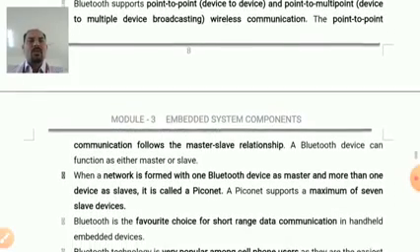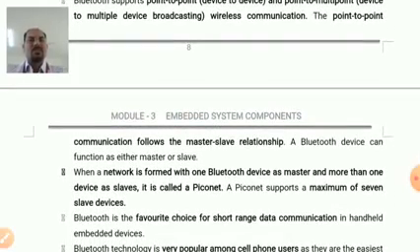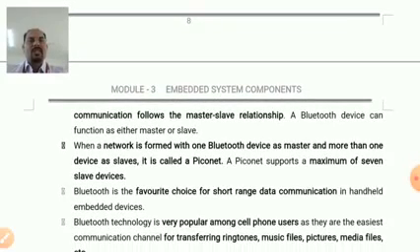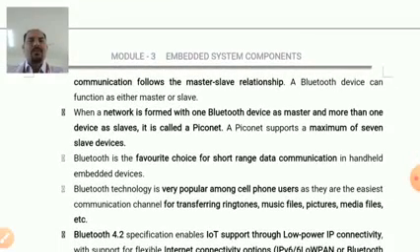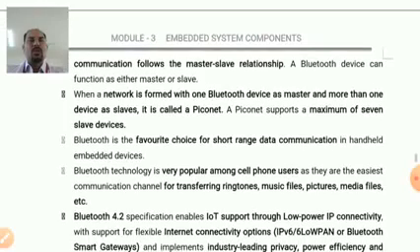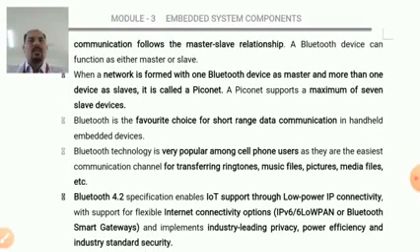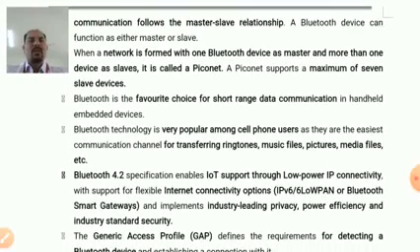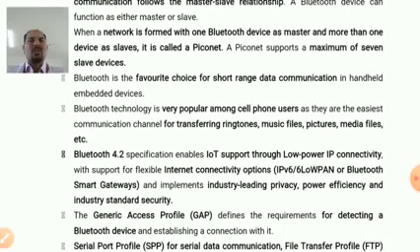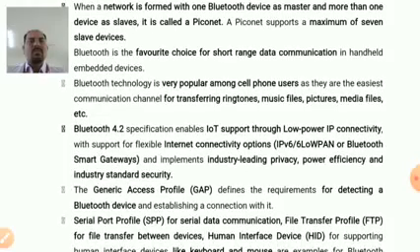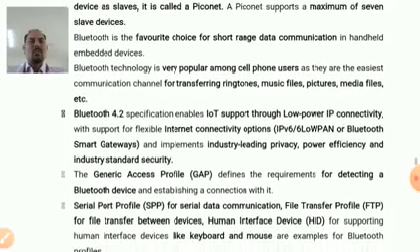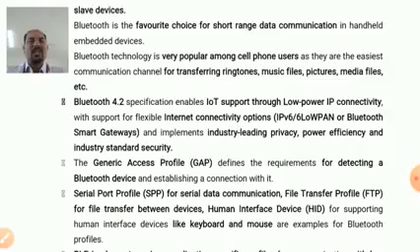Point-to-point communication follows a master and slave relationship, where a Bluetooth device can function as either a master or a slave. When a network is formed with one Bluetooth device as a master and more than one device as slaves, it is called a piconet, and it supports a maximum of 7 slave devices. Bluetooth is a favorite choice for short-range data communication and very popular among cell phone users for transferring ringtones, music files, pictures, media files, etc.